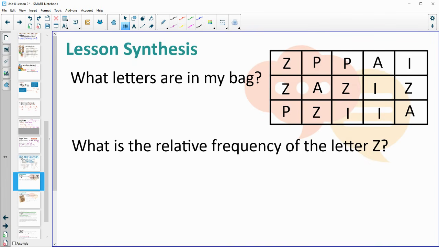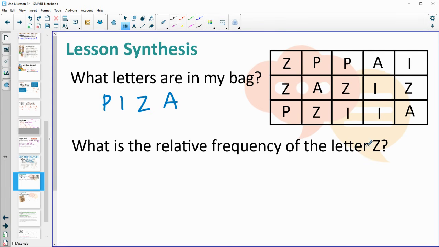All right, so lesson synthesis here. I have a bag and I drew these letters. I drew 15 times and these are the letters that came up. Okay, so what letters are in my bag? And so you can see from there that we've got P is definitely in there, I is in there, Z is in there, A is in there for sure.